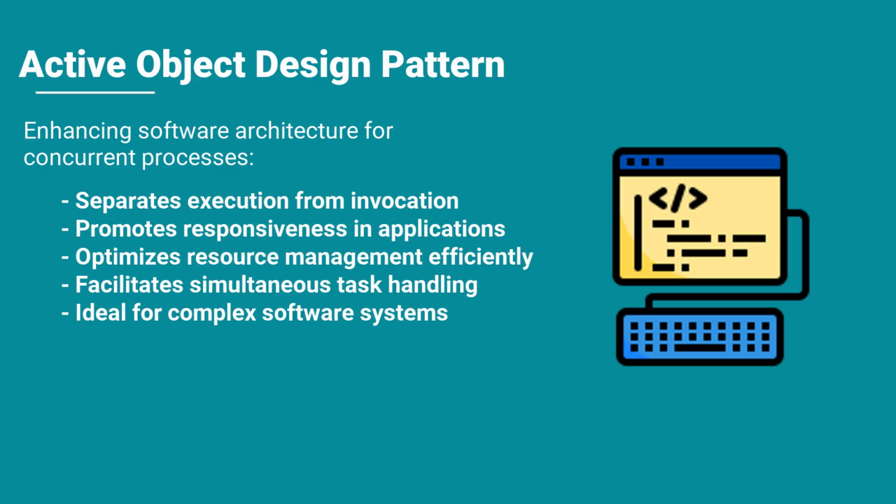The active object design pattern is a powerful concept in software architecture that emphasizes the separation of method execution from method invocation, enabling a smoother execution of concurrent processes. This pattern is particularly useful in situations requiring responsiveness and resource management, allowing developers to create applications that efficiently handle multiple tasks simultaneously.